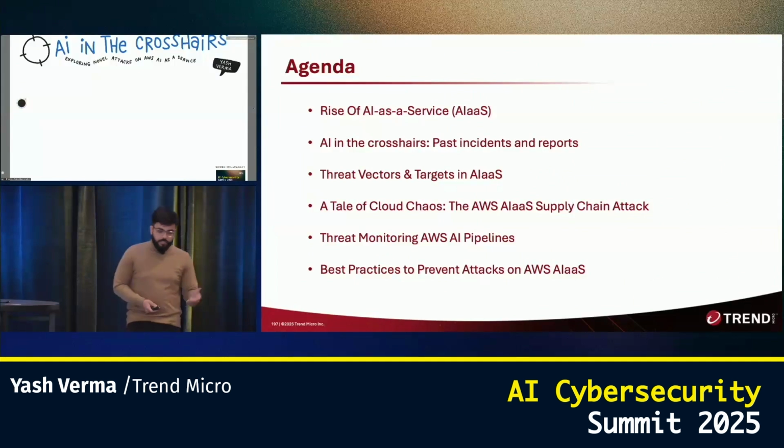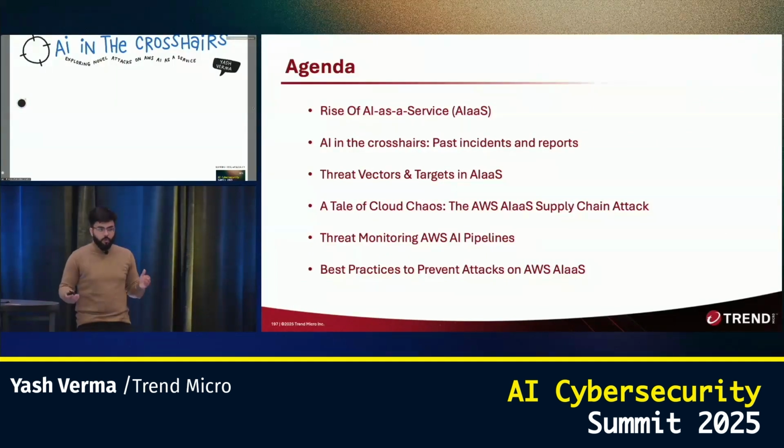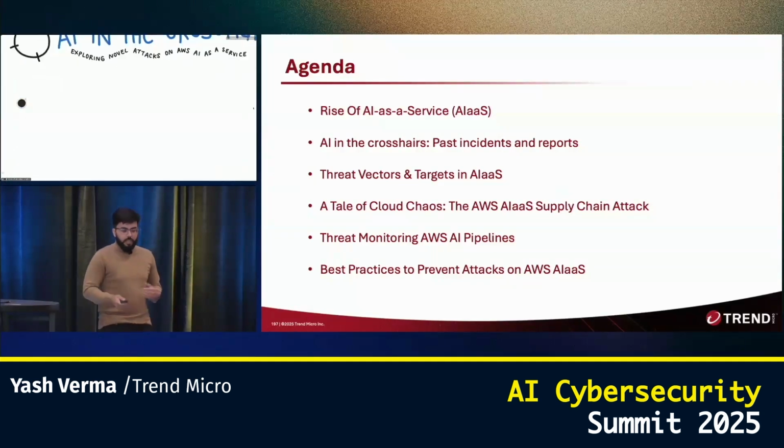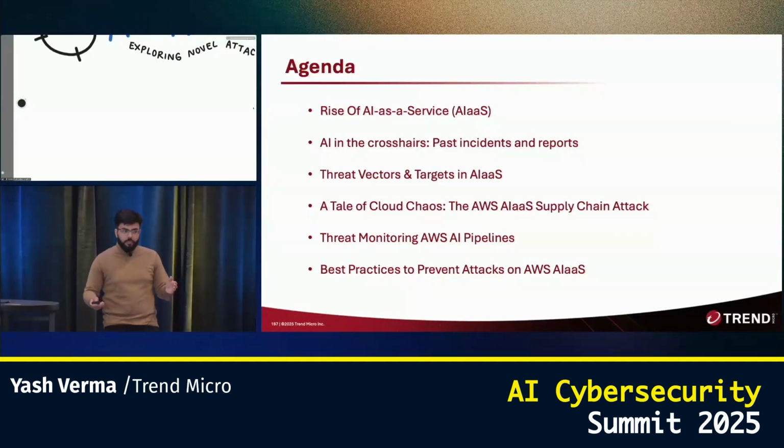So the agenda goes like this. First I'll be talking about what is AI as a service and why it matters. And then I'll be talking about different incidents and reports to establish the urgency of the attacks on AI. And then different threat vectors and targets when it comes to AI as a service. Then I'll be demonstrating an attack scenario involving AWS AI as a service and the MLOps pipeline connected to it. And then I'll be jumping onto the solutions, wherein I'll be mentioning different threat monitoring techniques when it comes to AWS AI pipelines, and different best practices to prevent attacks in AWS AI as a service.